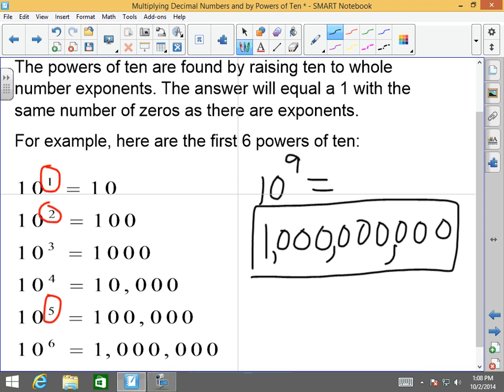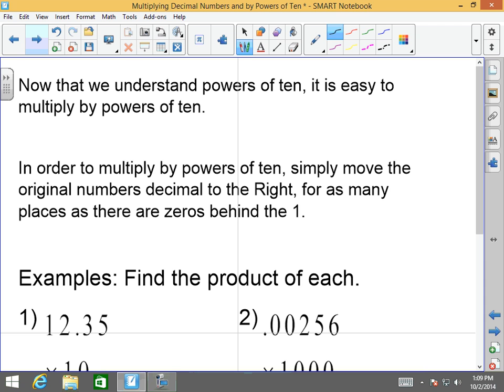Okay? Now, how does this work for multiplication, Mr. Morrow? Even easier, in my opinion. Now that we understand powers of 10, it's easy to multiply by powers of 10. In order to multiply by powers of 10, simply move the original number's decimal to the right for as many places as there are zeros behind the 1. It's literally that easy.